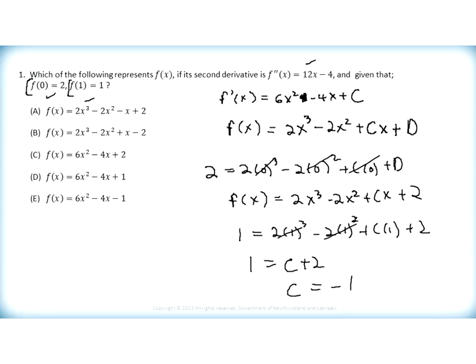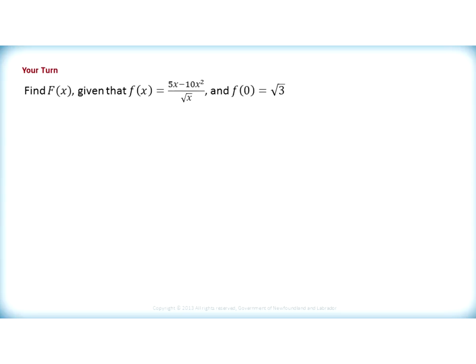So that means that my function f of x then has an equation f of x, that's an ugly f, equals 2x cubed minus 2x squared minus cx. Whoops, c we just found out was negative 1, so it's just minus x plus 2. And does that match any of our candidates? It does. A is the answer. Okay, good question. Like it.